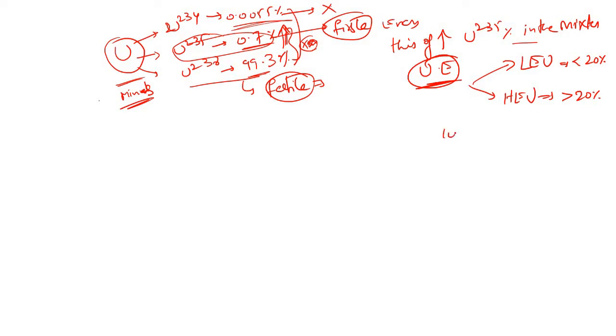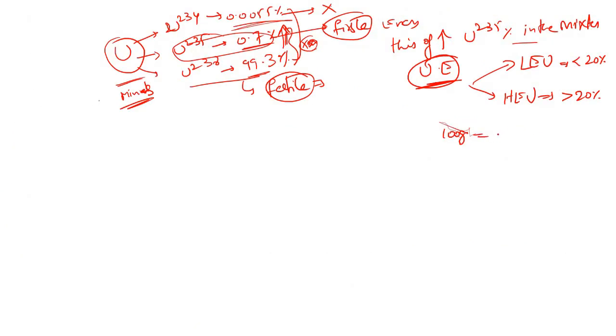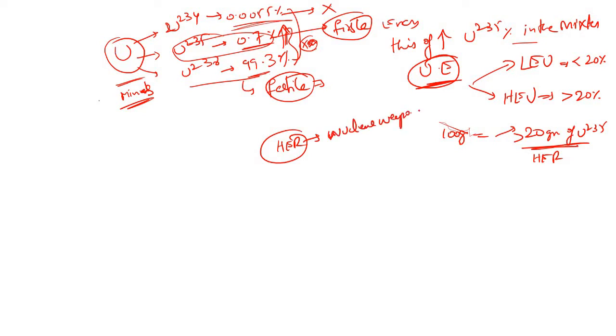Means if you take 100 grams, and in that 100 grams, greater than 20 grams of uranium-235 is present, then it is high enriched uranium. And this high enriched uranium is used for making nuclear weapons. Okay, this is very important.